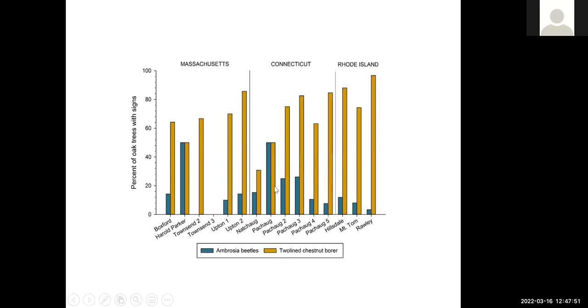We found a little bit more of them in white oak than in red oak. But two-lined chestnut borer, no surprise, has been well documented over many years for its behavior related to Lymantria dispar defoliation or other defoliators. It was ubiquitous across sites, and I think it was commonly the factor that pushed the trees over and ultimately killed them.